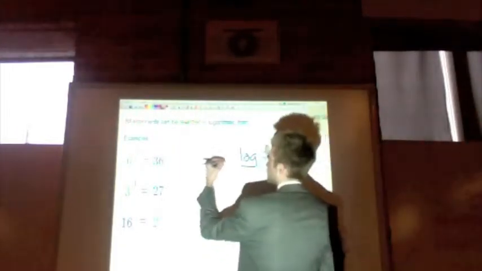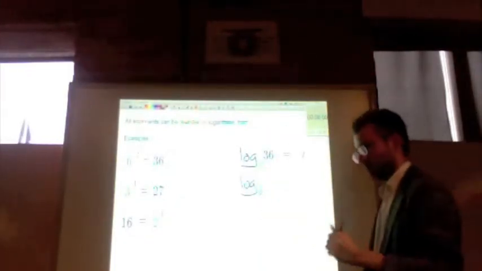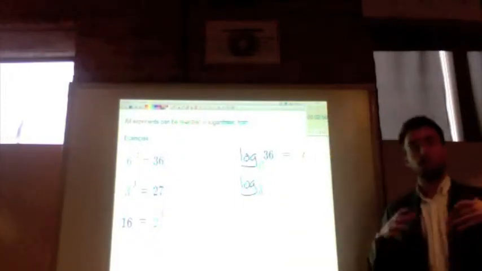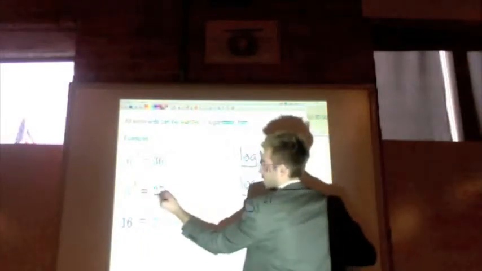Second chart. I want to write this guy in logarithmic form. What is my base? 3. And the base is the number that's going at the bottom. And I'm asking myself, I'm going to take 3, I'm going to raise it to a power and get what product? 27. 27, very good.